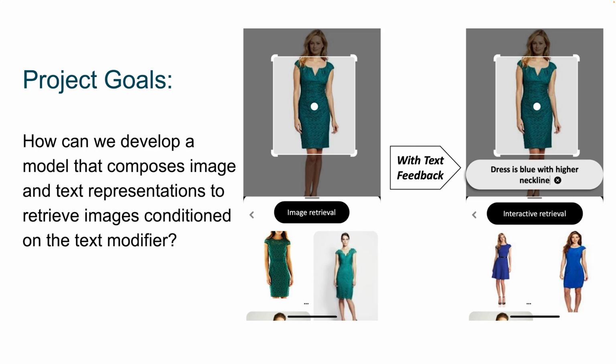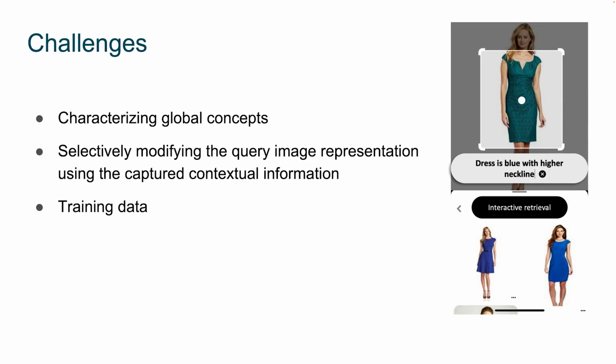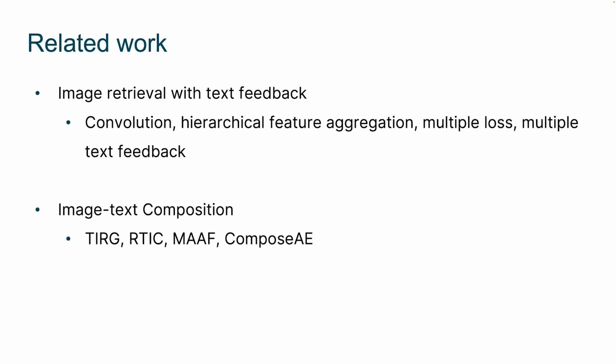The diagram shows the potential application scenario of this task. Given the query image, the green dress, the user could enter query text like "dress is blue with higher neckline." The task of this project is to retrieve images with desired modifications. However, as a multimodal learning problem, it requires synergistic understanding of both visual and linguistic content, which can be a challenge. Another challenge is how to selectively modify the query image representations using the captured contextual information. And of course, we would like to have more training data.